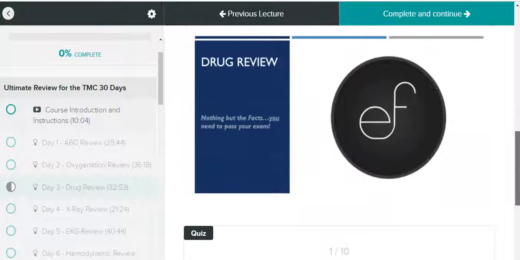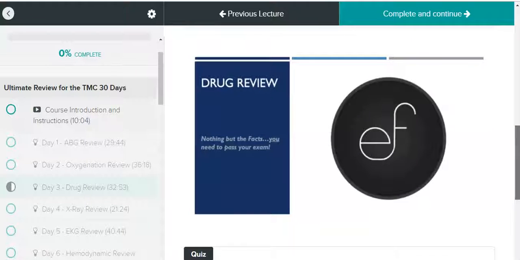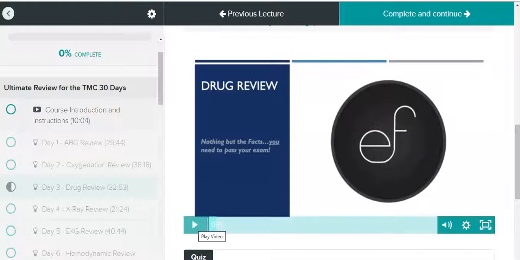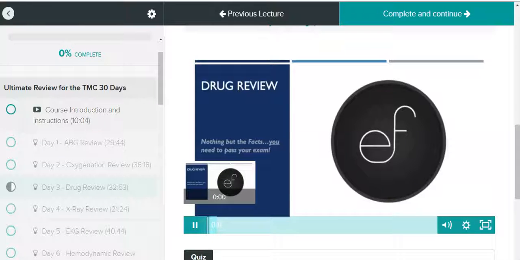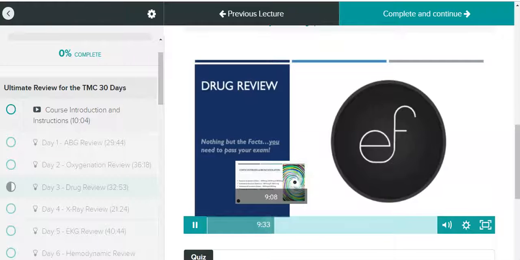When we move into the next sections, it is much, much more that the student is taking all of the notes, and these are a little bit less. I'm gonna go ahead and play a video, and then we'll just jump in and see what the videos look like.